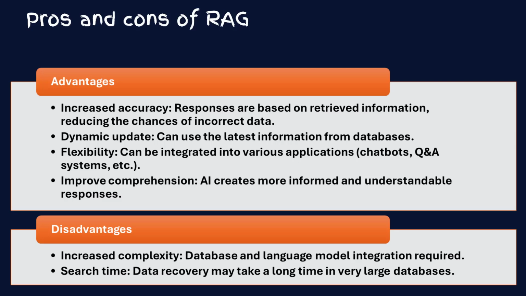And of course, we need also high quality data sources. RAG is only as good as the data it retrieves. If the external database contains biased or incomplete or low quality information, the AI's responses will be equally flawed. And we have security and privacy risks. Since RAG retrieves external data, there is always a risk of leaking sensitive information or exposing confidential data sources. So proper access control and security measures must be in place.